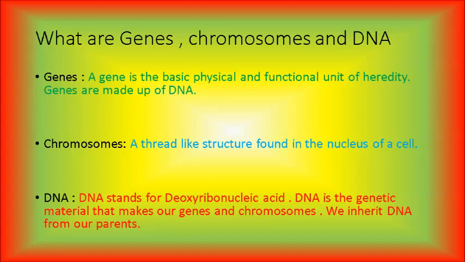What are genes, chromosomes, and DNA? Genes. A gene is the basic physical and functional unit of heredity. Genes are made up of DNA. Some genes act as instructions to make molecules called proteins. Chromosomes. Thread-like structures found in the nucleus of a cell.